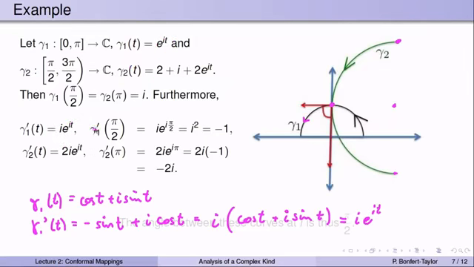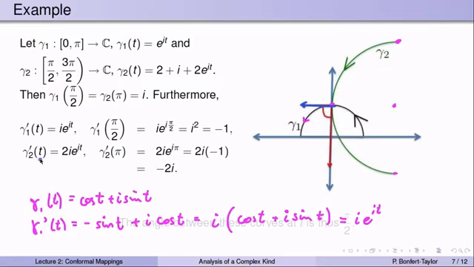Gamma 1 prime, at the point where these two curves intersect, namely pi over 2, is then i times e to the i pi over 2, but e to the i pi over 2 is another i, so we get i squared, which is negative 1. So the tangent vector to the curve gamma 1 at t equals pi over 2, or at the point i, is minus 1. I move this vector and have it start right at the point i, and it points simply in the negative direction. It has length 1. So this vector right here is the tangent vector to the curve gamma 1 at the point i.